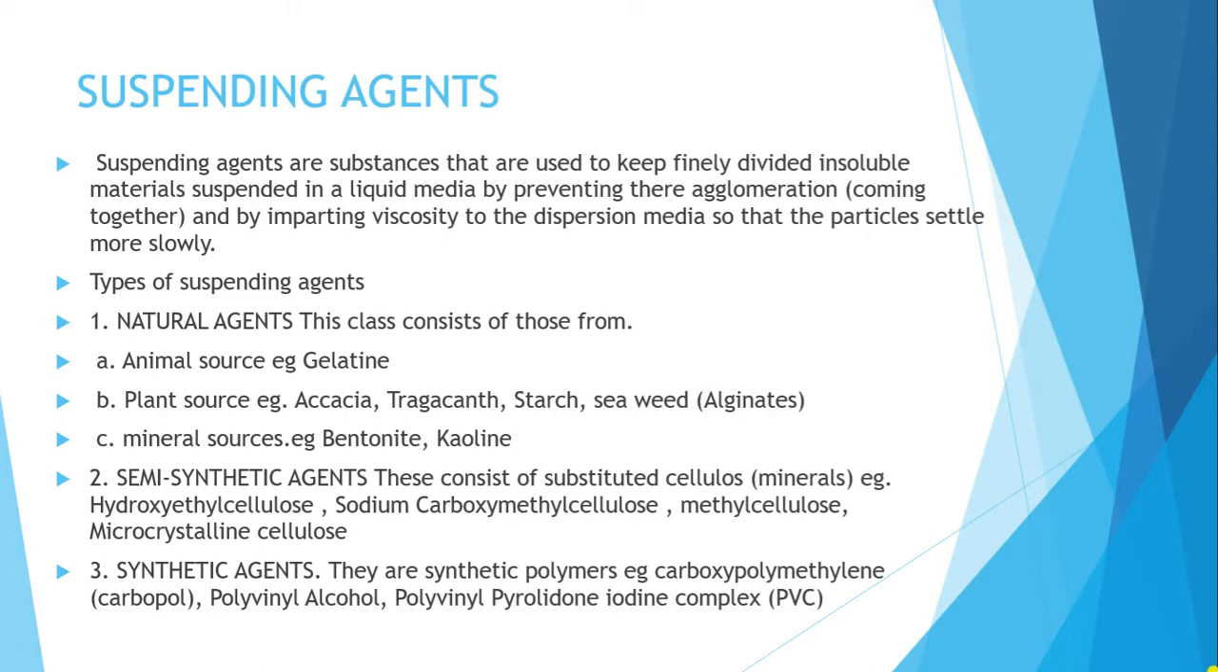And the third one is synthetic agents, which means these are synthetic polymers. They are prepared chemically in the laboratory. These are the carbopol, that is carboxy polymethylene, polyvinyl alcohol, and polyvinyl pyrrolidone iodine complex, that is PVP. These are the examples of suspending agents.